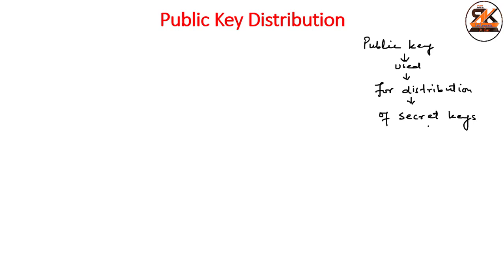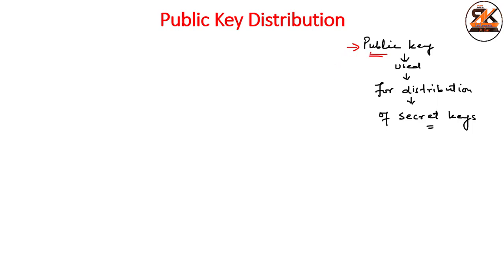So first, we know that public keys are used for distribution of secret keys, but we are not sure whether these public keys which we are using are authentic or not. Therefore, when we go for the distribution of these public keys, we are not sure whether we are distributing an authentic key or not, so it is going to be an issue.